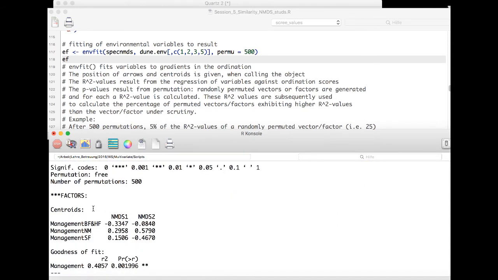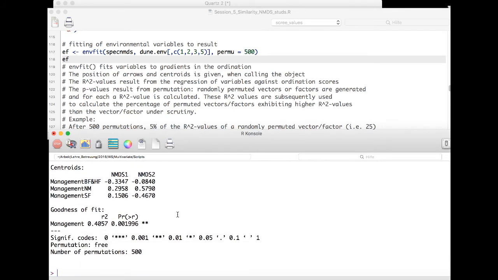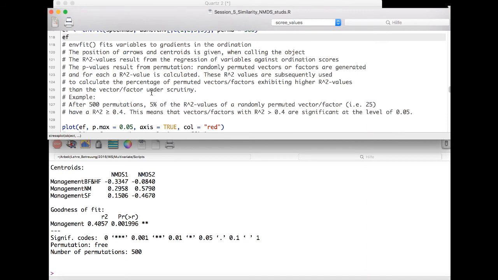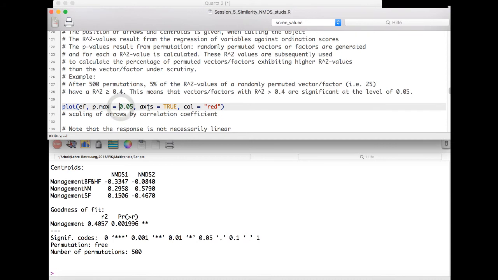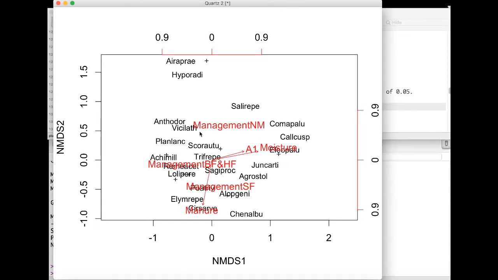And you also obtain the centroids of the factors that we've used in fitting. So we can add these to the plot. Then we would see the centroids for the management type. So species that are closer to the centroids of these management types can be considered as occurring more often in this management form, whereas the arrows are placed in the ordination plot regarding the gradients, the correlation of gradients. We see here correlations on the different axes.